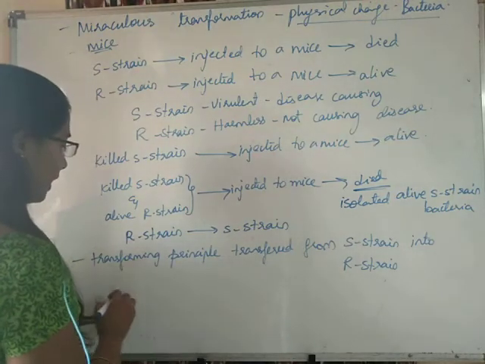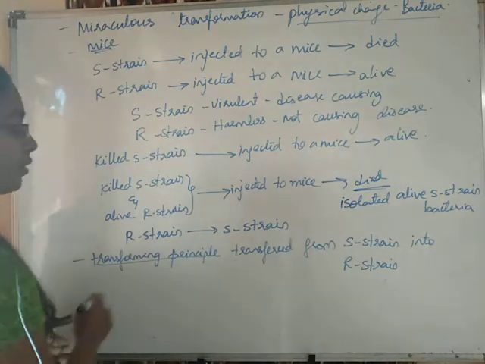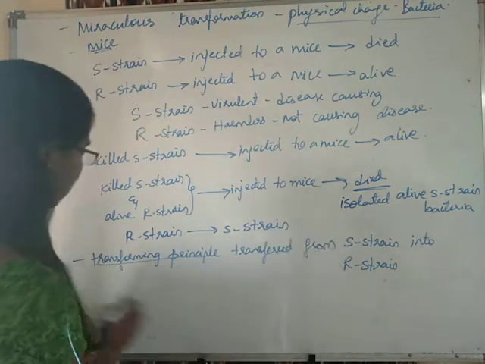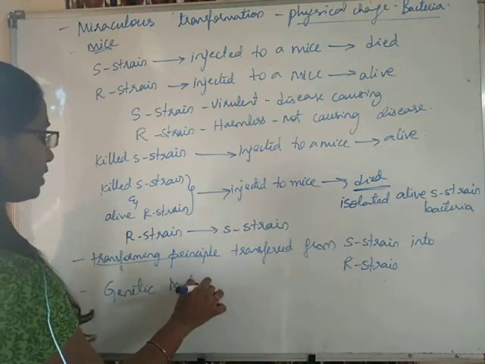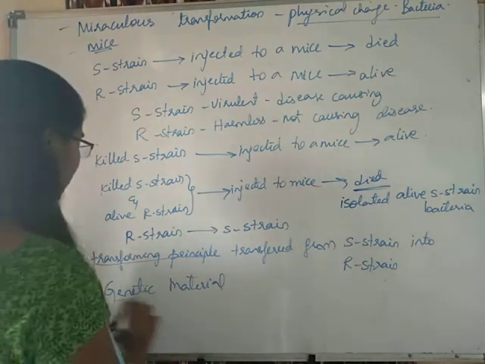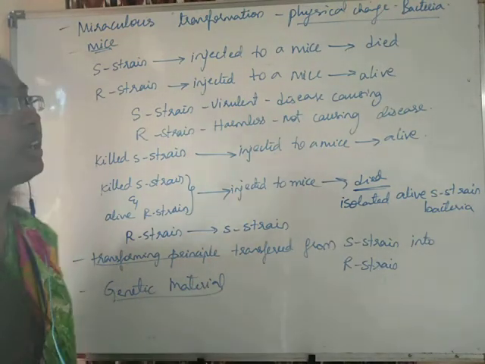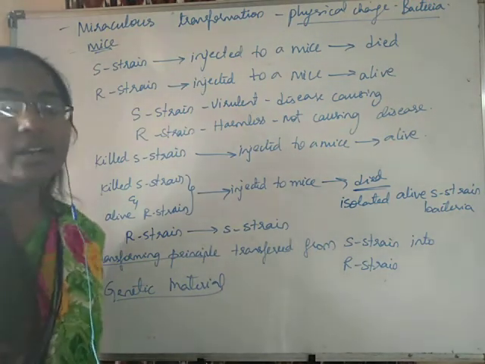Okay, and he is saying that this transforming substance which has been passed from S strain to R strain is the genetic material. He is saying that whatever is passed from S strain into R strain is actually the genetic material. Okay. So, this was according to the transforming principle, which was explained by Frederick Griffith.